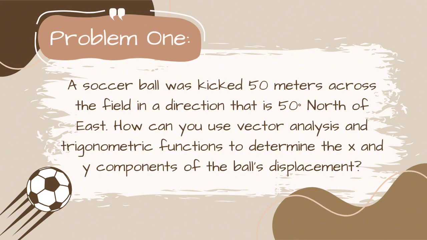Here is an example problem. Problem number 1. A soccer ball was kicked 50 meters across the field in a direction that is 50 degrees north of east. How can you use vector analysis and trigonometric functions to determine the x and y components of the ball's displacement?